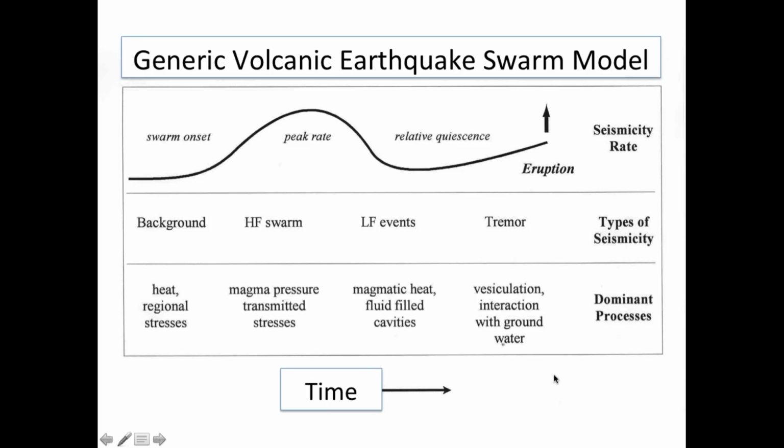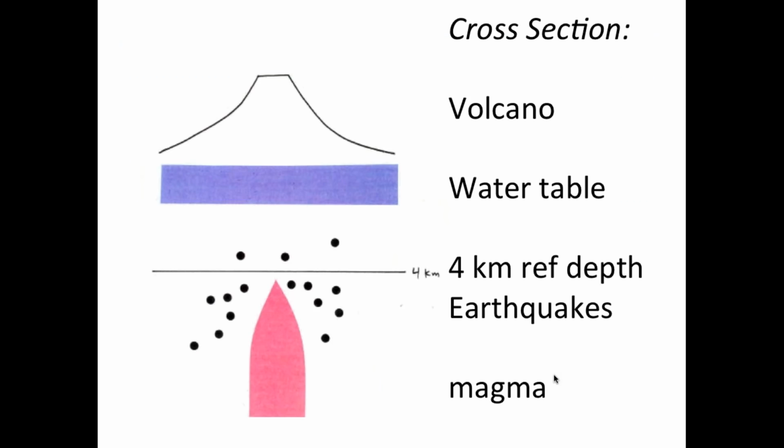So now I'll step through a series of schematics to show how this might look. Again, sort of a very loose artist conception of the different pieces here. So each one of these will be a cross-section. The volcano's up at the top. The blue is schematically shown as the water table. This is a 4 kilometer reference depth for earthquakes.